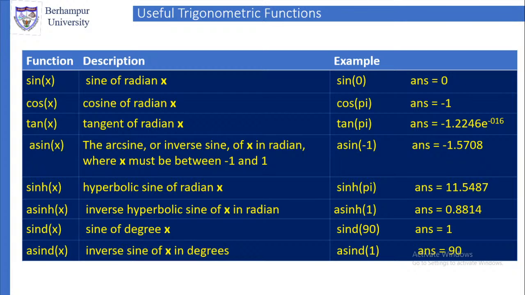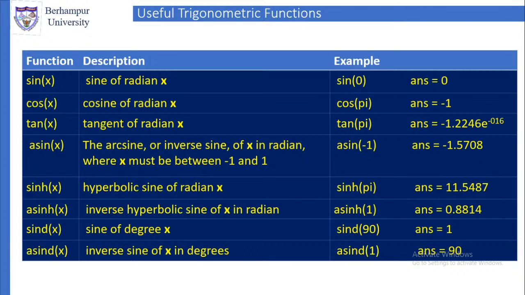Similarly, sin x, cosine x and tan x give the value of sin, cosine and tan respectively when x is in radian. asin x stands for arc sin x, or the inverse sin x, and it gives you the value in radians. X is the value that you will give and the answer will be in radians.